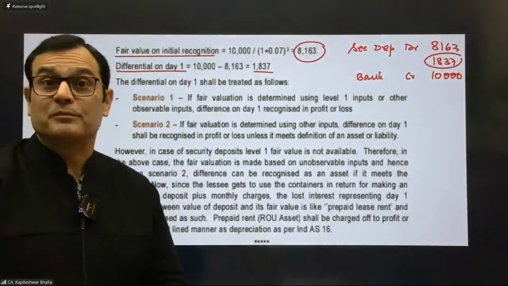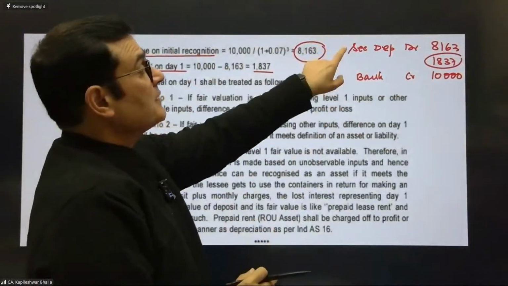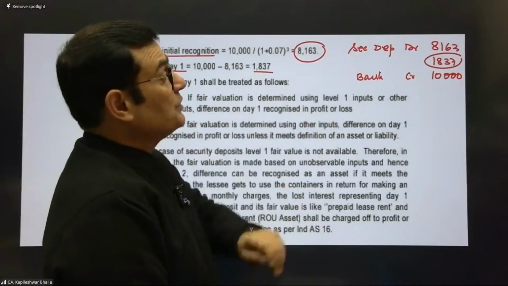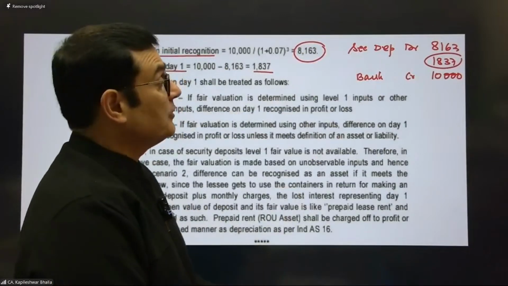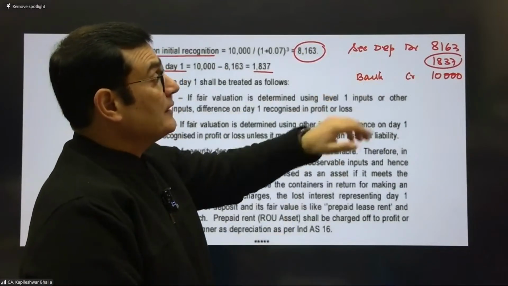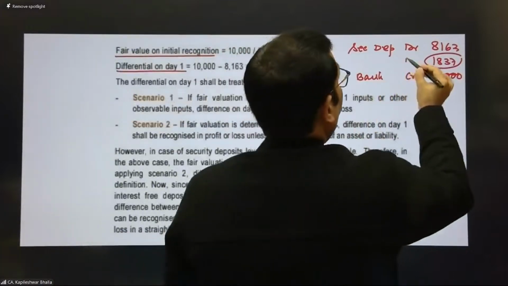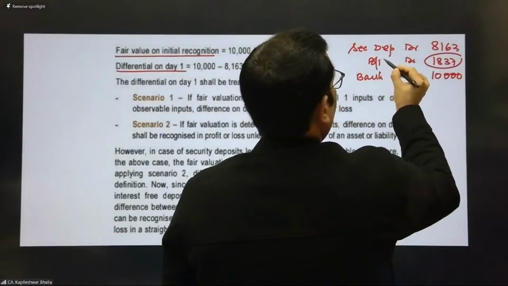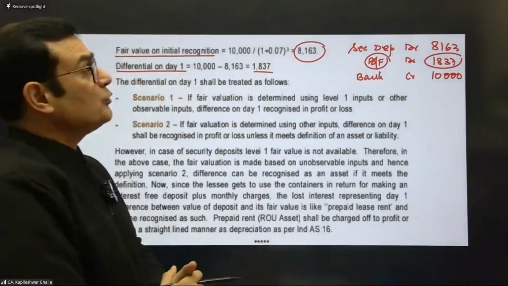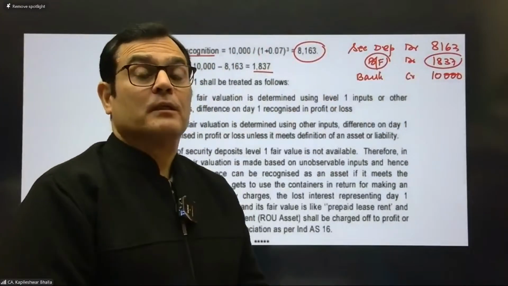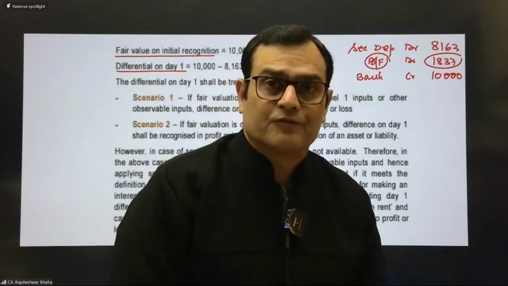So if I look at this from the entry's point of view, the security deposit gets a debit, which is a financial asset at a fair value. The bank gets a credit at, you can say, the transaction value. And there is a balancing figure which appears on the debit side. So how would you treat this particular difference? It all depends upon the source of the data for the fair value.